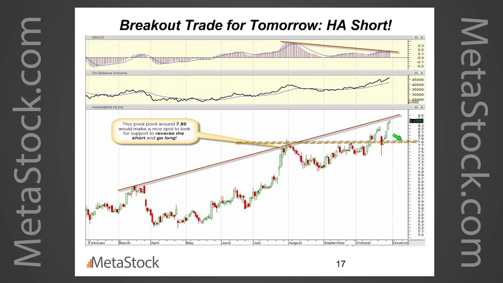And again, normally you're going to want to look for a new price high of at least 40 days coupled with a new OBV high and a new MACD high. Now, if I can point out, we've traded HA a number of times over the year 2013, and it's always been a good trading vehicle for us.